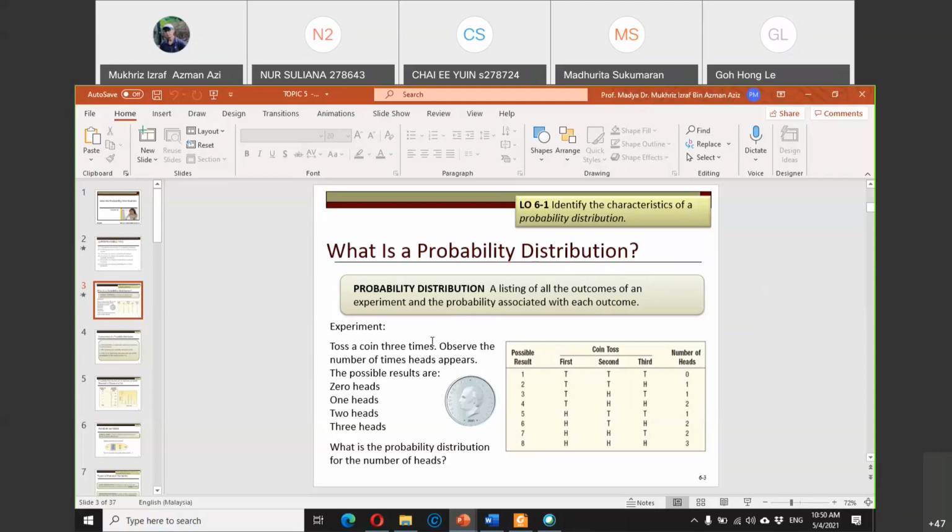Of course, the simplest one will be when you toss a coin. In this example, you toss the coin 3 times. Of course, this shilling is not a Malaysian shilling, so this is from the US. Whenever you toss a coin, let's say the referee wants you to choose whether you want to start first or second.